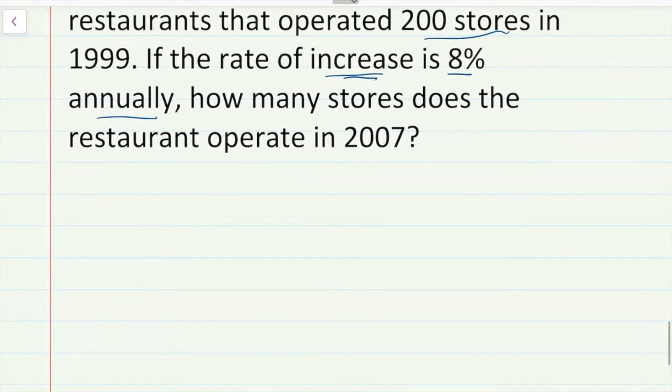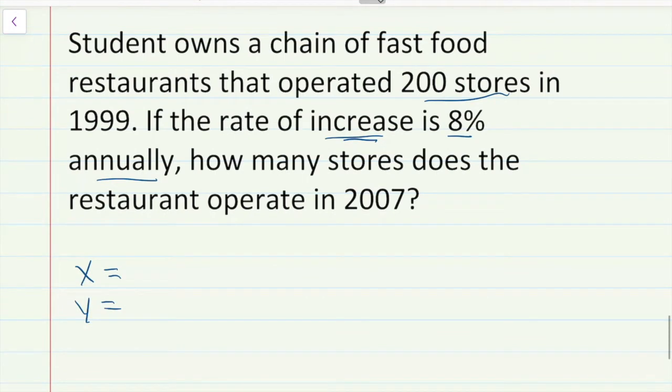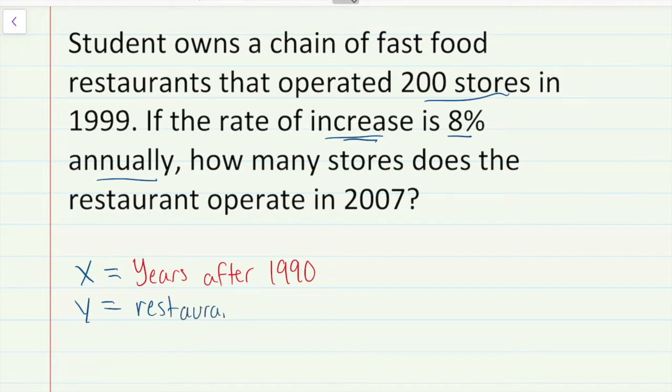Okay, so first of all, let's label our X and Y. Let's see what each one represents. So what is our input? Remember, input is always time. So we're talking about time specifically though. Years after what year, guys? Years after 1999. And what is the Y, guys? What are we talking about? We're talking about restaurants. Number of restaurants, correct? How many will we have in 2007?